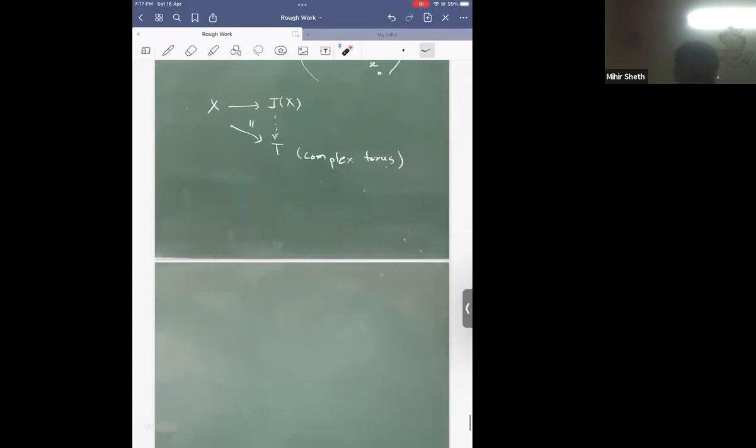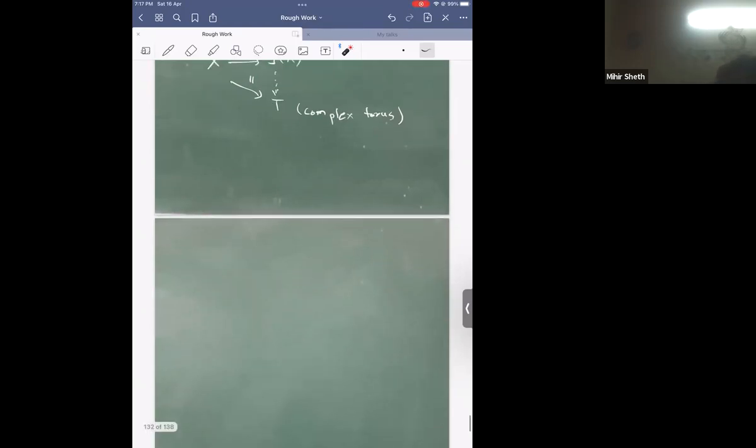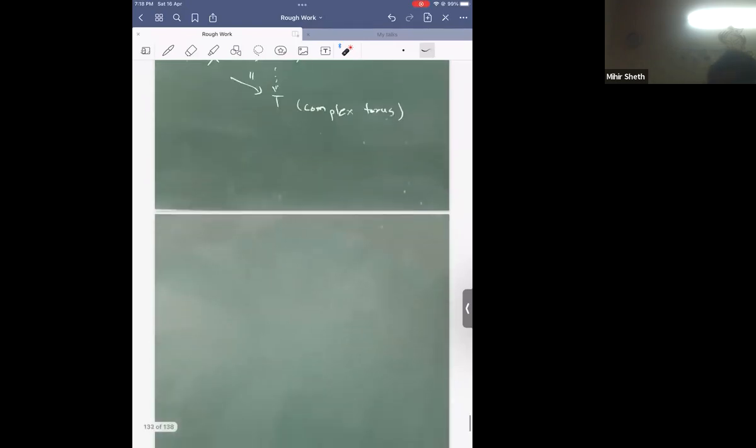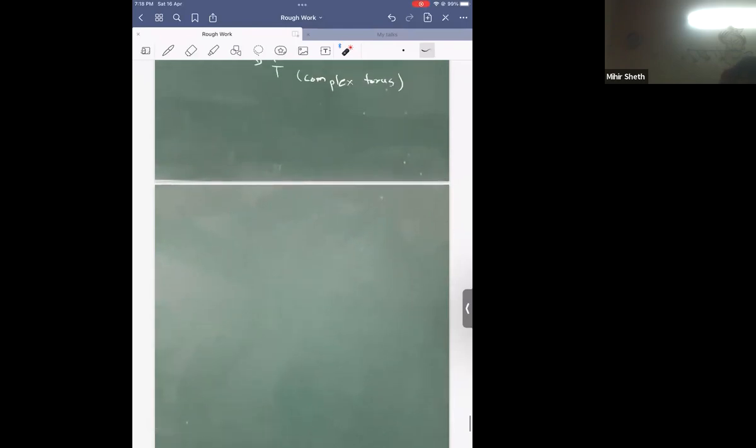Recall that small f was my modular form. Now, what I'm going to tell you for the next 10 to 15 minutes, I don't need my cusp form to be an eigenform; any cusp form would work. So let f be in the space of cusp forms.